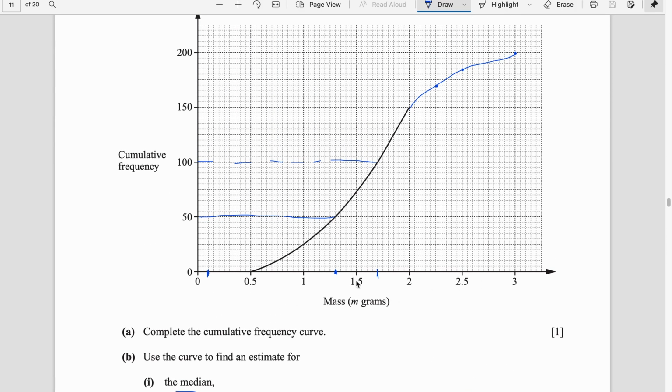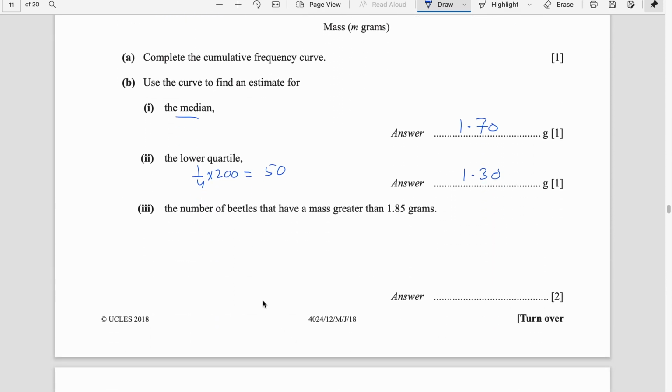These are the masses: 1.5, 6, 7, 8, 1.85 is this third box going up right there, and this is 125. So those having mass greater than 1.85 are these. 200 minus 125 is 75.